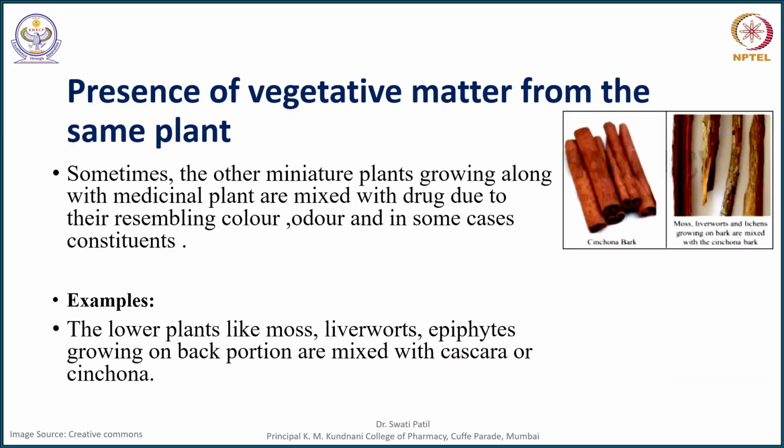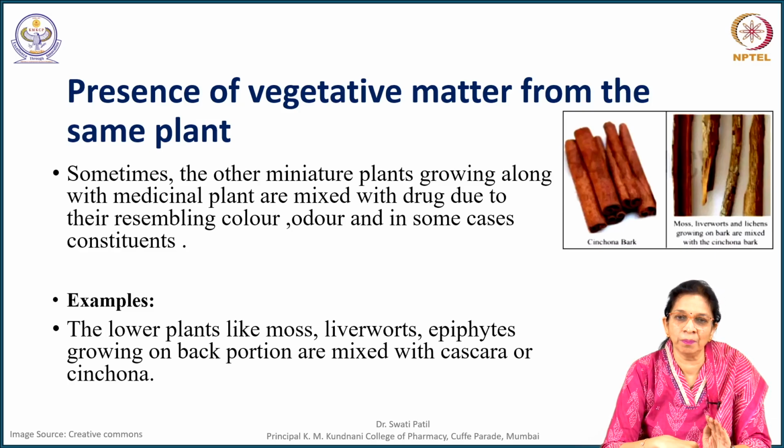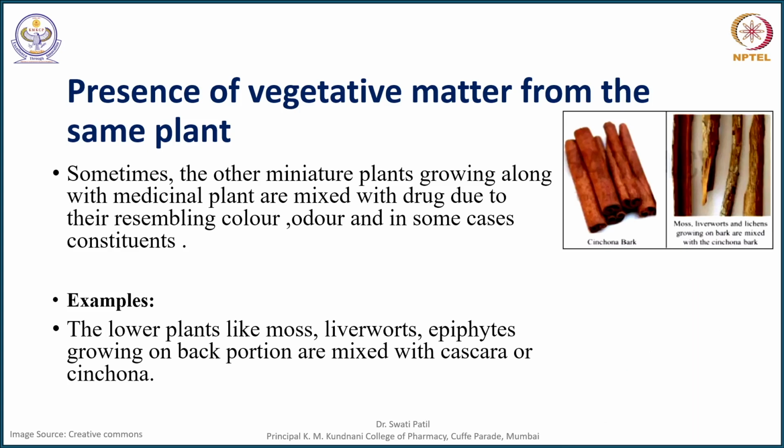Presence of vegetative matter from the same plant. This is foreign organic matter which is present in an official drug. Sometimes the other miniature plants growing along with medicinal plants are mixed with the drug due to their resembling color, odor, and in some cases constituents. We recognize cinchona by the presence of mosses and lichens along with the drug. Hence, mixing with these lower plants may be identified as adulterants.